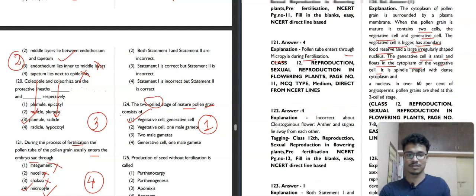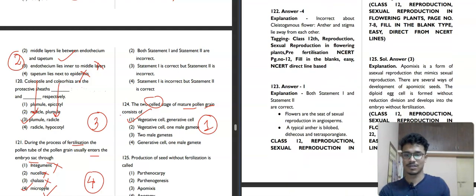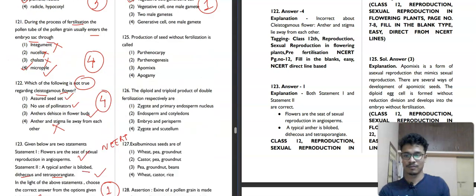Now we'll move towards the next question, that is 125. It is saying production of seed without fertilization is called. First option is given as parthenocarpy. If you don't read the question properly, you may think that parthenocarpy is the right answer because you will just focus on the words without fertilization. That means parthenocarpy, parthenogenesis, whatever you can answer. But the thing here is that it is saying production of seed without fertilization. What is this? This is apomixis. So the third option will be our correct answer.